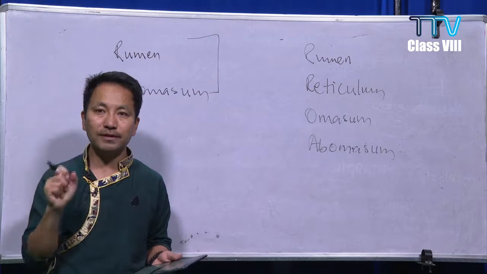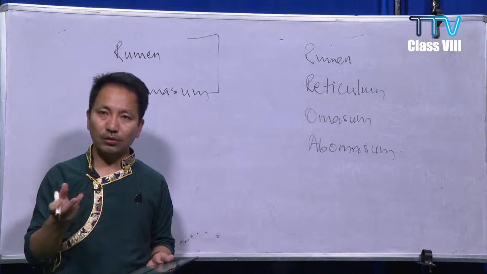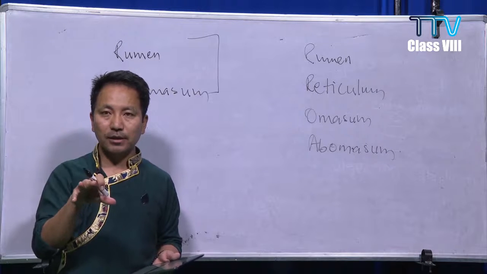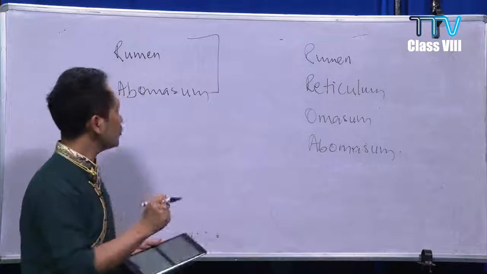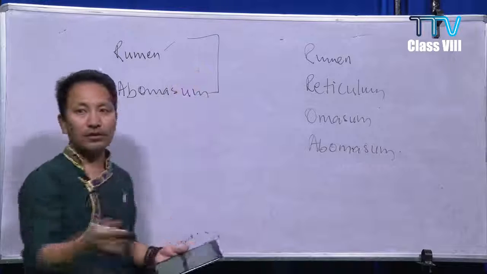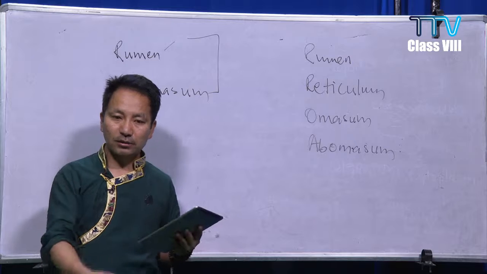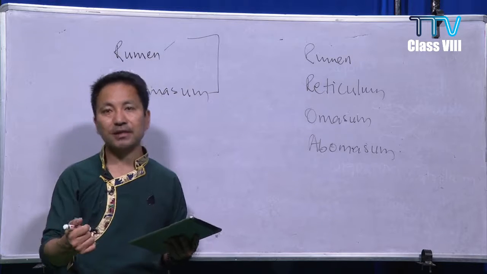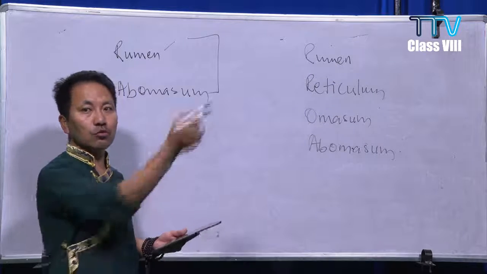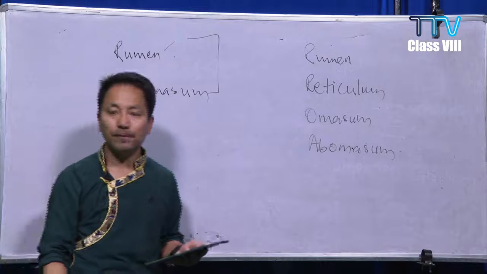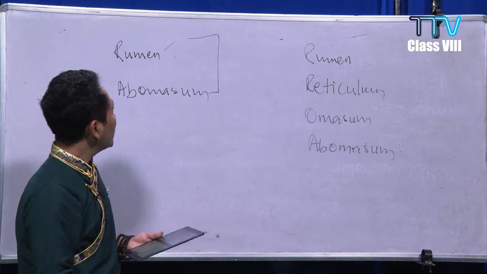The rumen is the largest chamber of the ruminant stomach. The most important part is that all the fermentation takes place here. It is a fermentation site, a place where fermentation is done. Fermentation is the breaking down of complex organic food molecules in the absence of oxygen by bacteria. So it is an active site for fermentation, and that is the major function of the rumen.